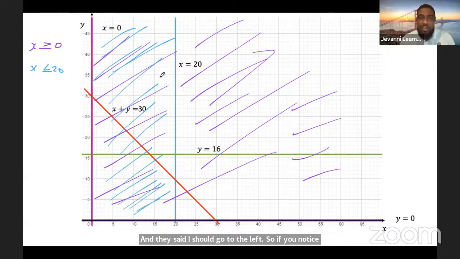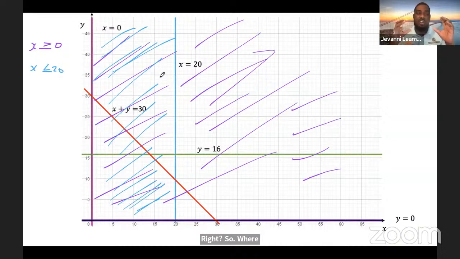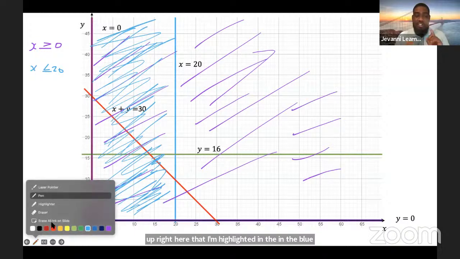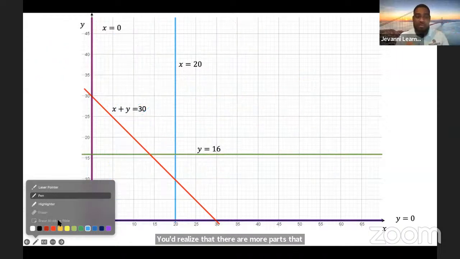So where x is greater than or equal to 0 and where x is less than or equal to 20, it's in one particular region, which is being boxed up right here that I'm highlighting with the blue line, right? So that's all I'm saying so far. That's just 2 of the inequalities that we have shaded so far. And when we continue, you'll realize that there are more parts that are going to be shaded.